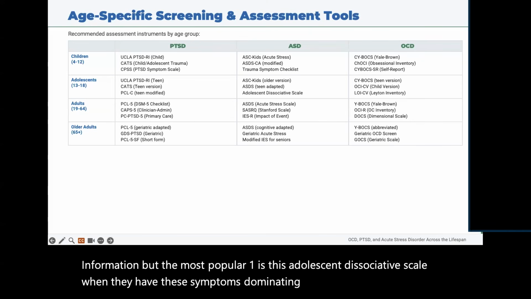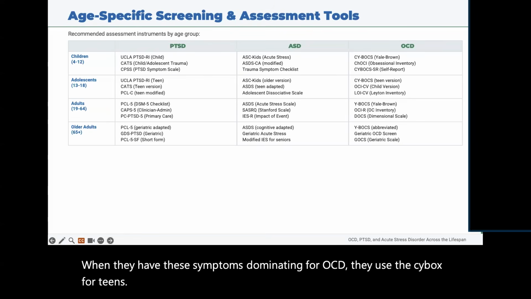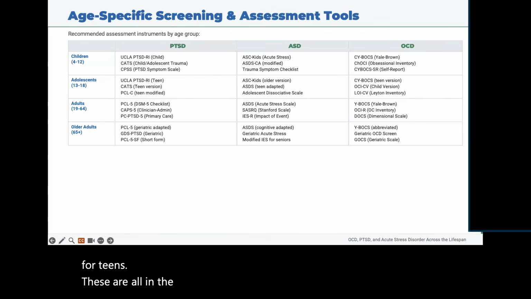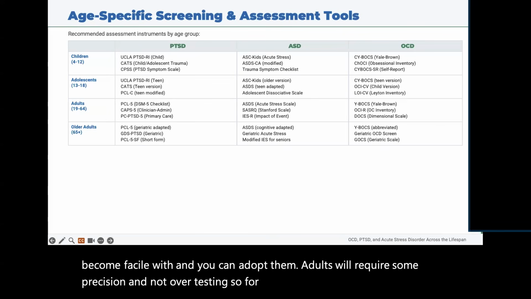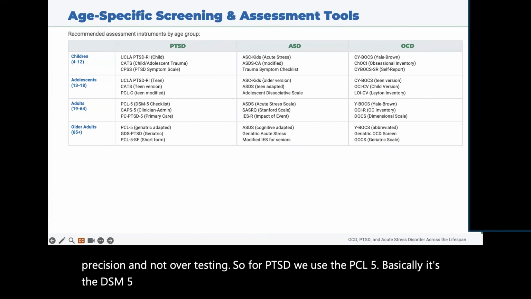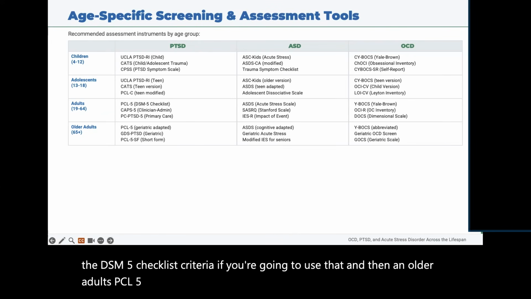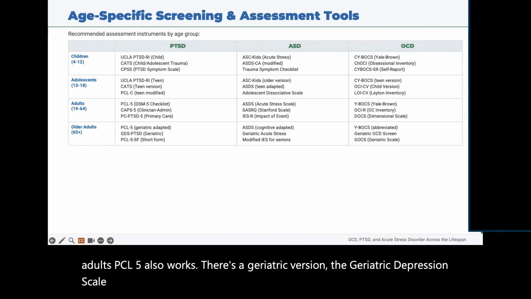For OCD, they use the CY-BOCS for teens. These are all in the public domain, so you will decide which ones you become facile with, and you can adopt them. Adults will require some precision and not over-testing. So for PTSD, we use the PCL-5. Basically, it's the DSM-5 checklist criteria if you're going to use that. And then in older adults, PCL-5 also works. There's a geriatric version. The geriatric depression scale with PTSD is also available.